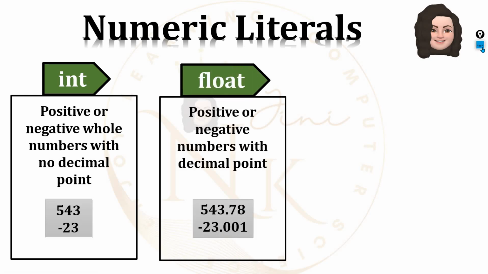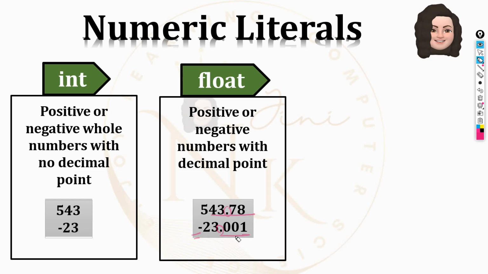Then the next one is float. Float is positive or negative numbers with a decimal point. You can see here 543.378, there is a decimal point. Minus 23.001, you have a decimal point as well as a sign. So it can be a positive or negative number with a decimal point, that is float.